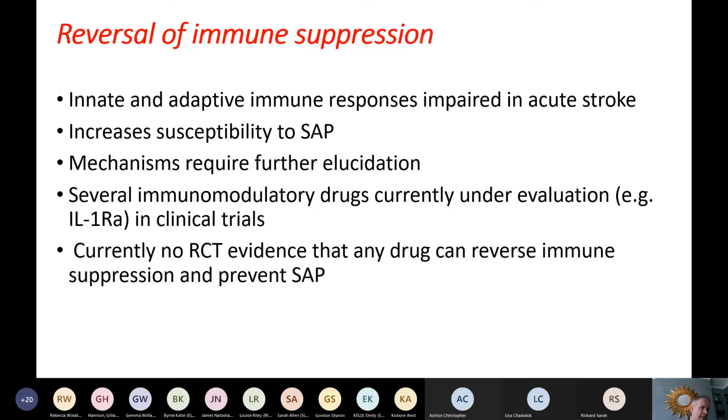So this has been looked at quite extensively in experimental stroke and preclinical stroke, and there's a lot of data there, but the mechanisms involved here are highly complex. They're not fully understood, and really we're a long way from having drugs in clinical trials that could provide even proof of concept about reversing immune suppression. So we're a long way, unfortunately, in this regard, and there are currently no clinical trials that are looking at this, to my knowledge. Next slide, please.